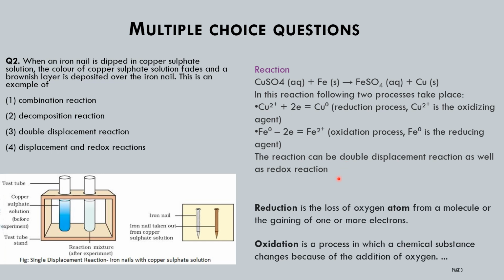Therefore, the correct answer for this question: when an iron nail is dipped in copper sulfate solution, the color of the copper sulfate solution fades and a brownish layer is deposited over the iron nail. This is an example of double displacement and also a redox reaction. Why double displacement? Here two metals are involved, one is copper, another is iron, and they exchange. Why is it a redox reaction? In a single reaction you can observe both reduction and oxidation.